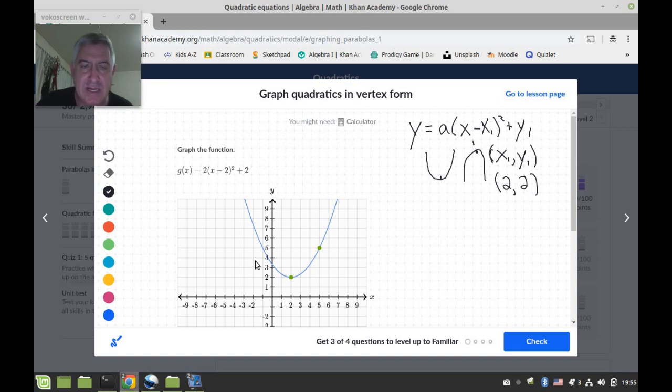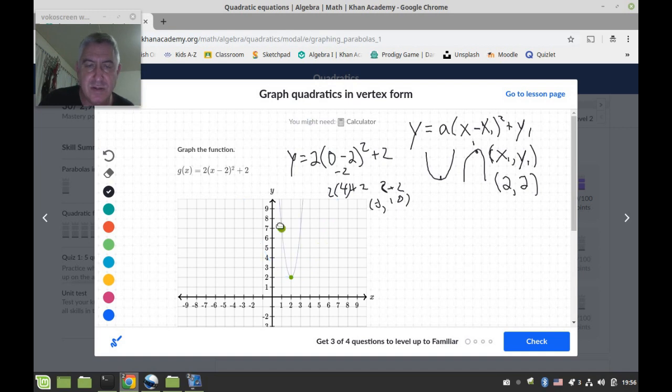A is positive, so it's going to open up. And we only need one more point for this graph, so I think it's easier to find the y-intercept. The y-intercept is where x is equal to 0. So I'm going to say the y-intercept is equal to 2 times, with x equal to 0, I've got negative 2. Negative 2 squared is 4. 2 times 4 plus 2. 2 times 4 is 8. 8 plus 2 is 10. So my y-intercept is 0, 10.